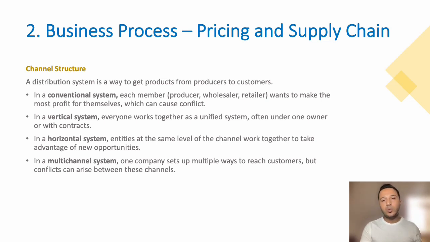The other one is the vertical system. In a vertical system, the company tries to own the entire supply chain. I will give you a practical example. For instance, in one of the companies where I was working, the company was dealing in palm oil, edible palm oil.